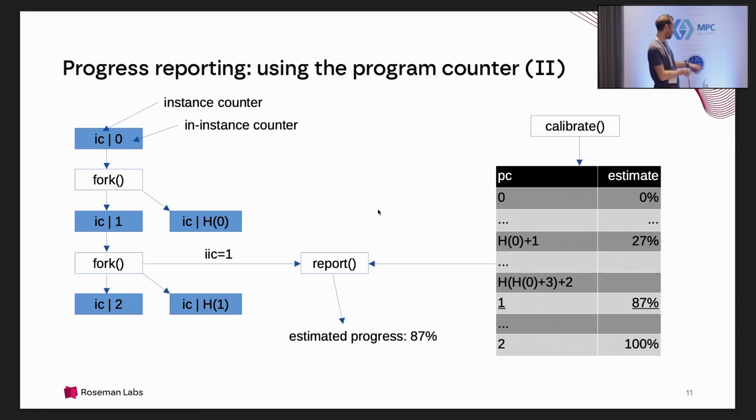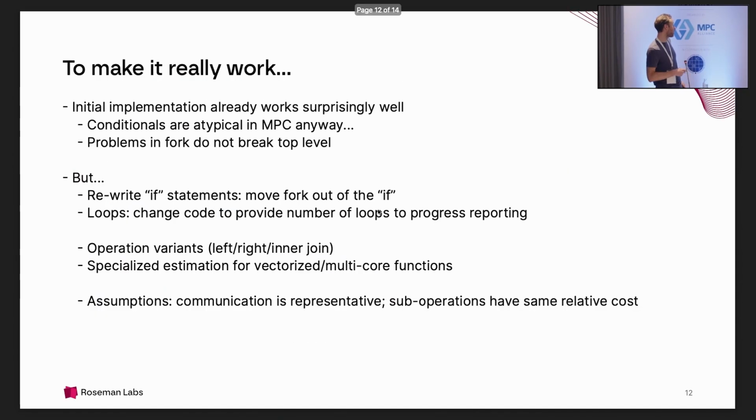For instance, at program counter 1, I had communicated 1 megabyte. Overall, I had communicated 1.2 megabyte. That means that I'm at 87%. So that's kind of the basic idea. And that sounds very simple. And it is. So does it actually work?